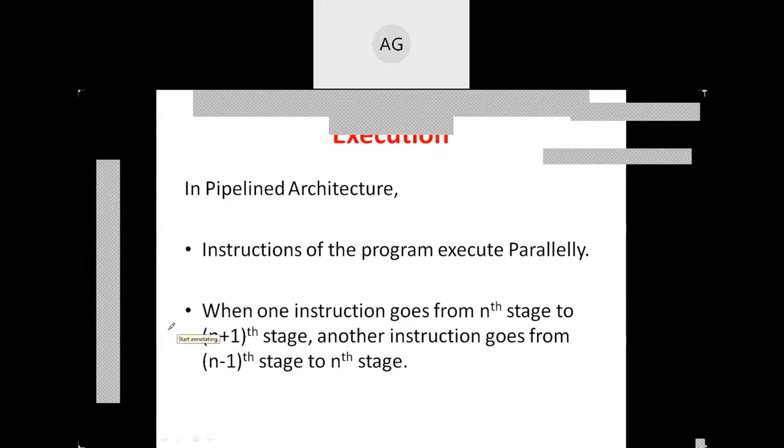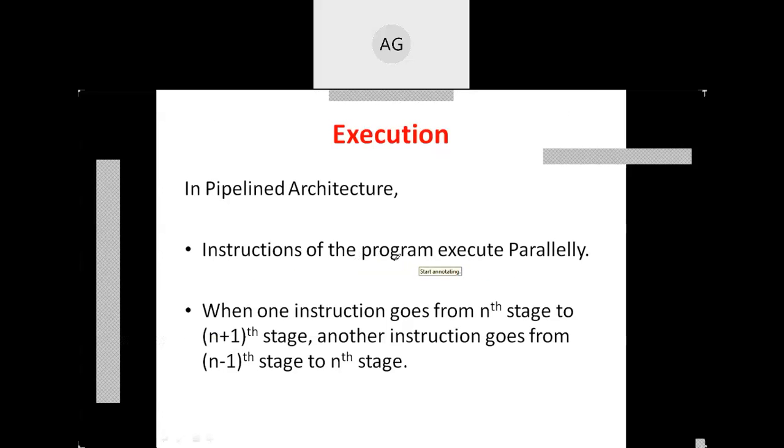So in pipeline architecture, instructions of a program execute in parallel. This is the main feature of pipeline architecture. All the instructions can be executed in parallel.